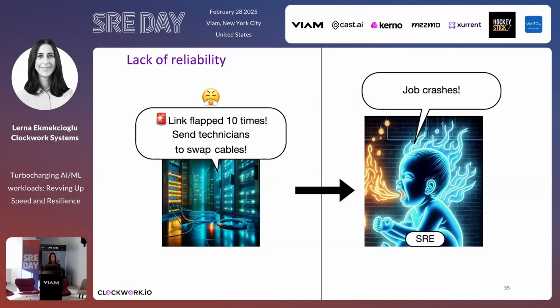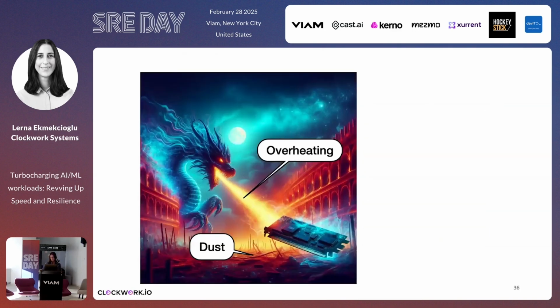If you have a job that's been running for months and suddenly the job crashes and you haven't taken a checkpoint, that is bad. And the reason why this happens is because in a large enough cluster, you have large amounts of optical transceivers, and these optical transceivers overheat, or dust particles cause these NICs and links to flap.